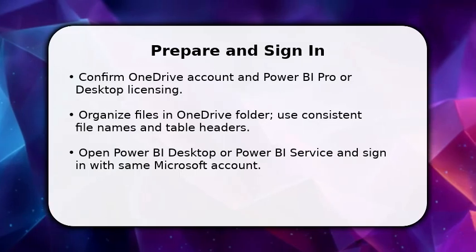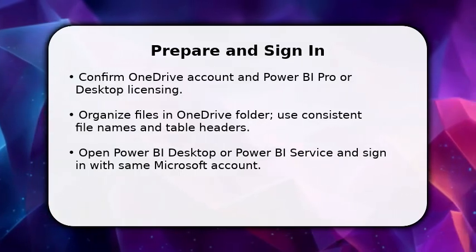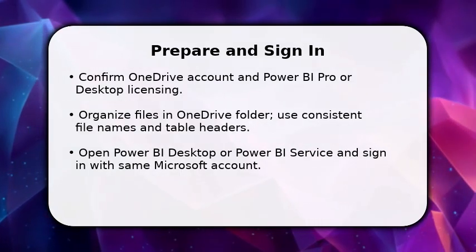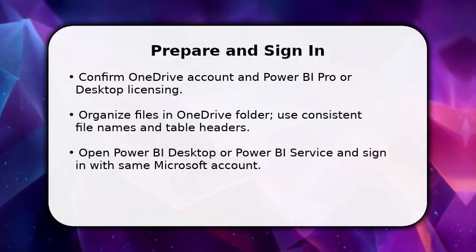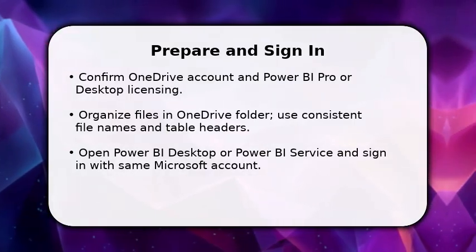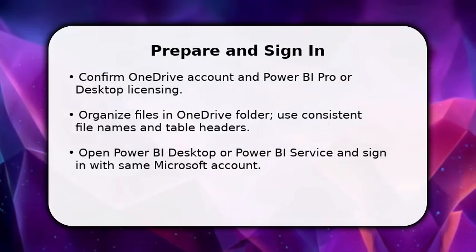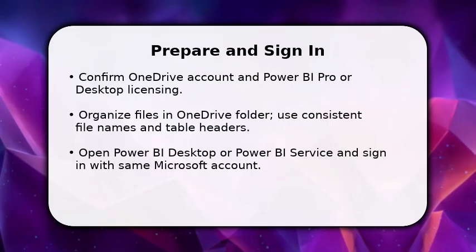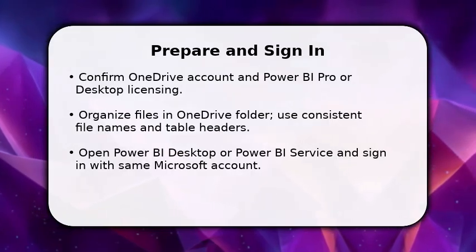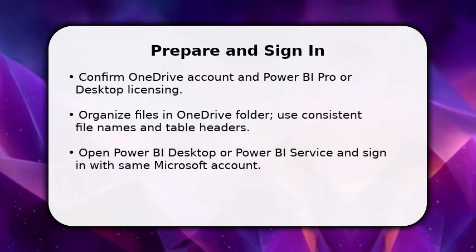You begin by signing in and confirming permissions. Use the same Microsoft account in OneDrive and Power BI. Once signed in, navigate to the OneDrive folder you prepared and verify files are formatted as tables or Excel sheets. Make sure table headers are clean and use consistent naming so Power BI can infer types.